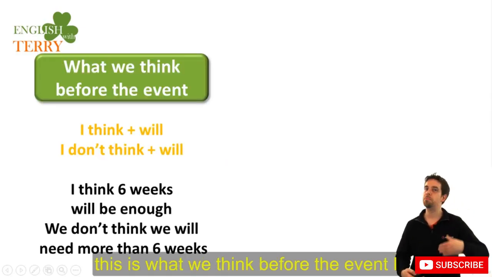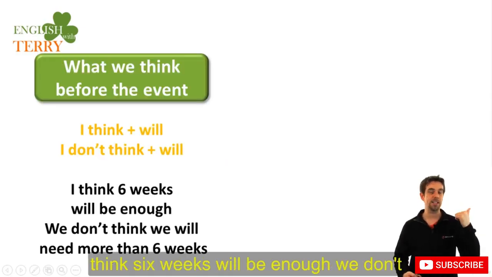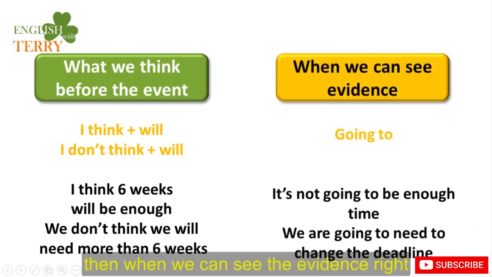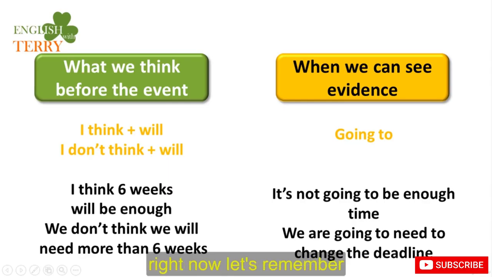So there's what we think before the event. I think 6 weeks will be enough. We don't think we will need more than 6 weeks. And then when we can see the evidence, right? It's not going to be enough time. We are going to need to change the deadline, right?